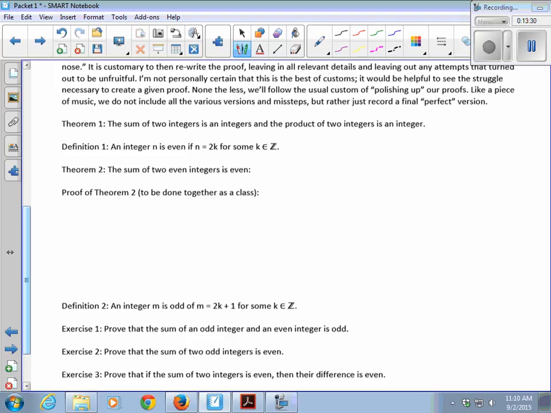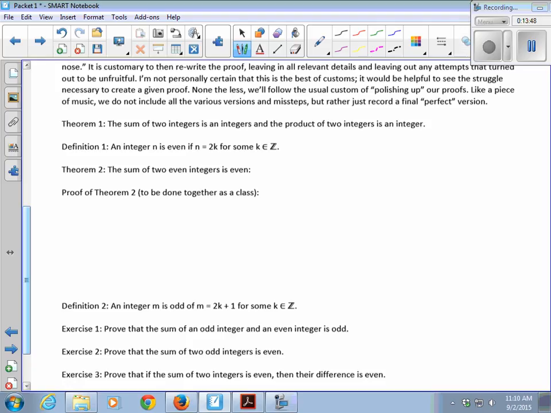Okay. First definition, an integer n is even if it can be written as 2 times something, right? So 12 is even because it can be written as 2 times 6. And 16 is even because it can be written as 2 times 8. So that's going to be our definition of even. It's even because it can be written as 2 times another integer.